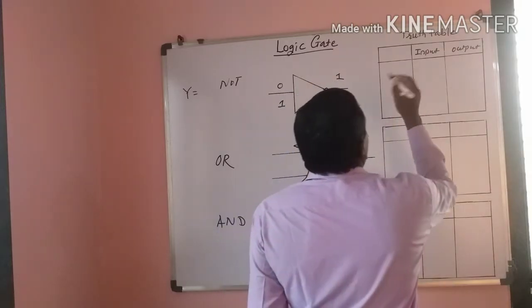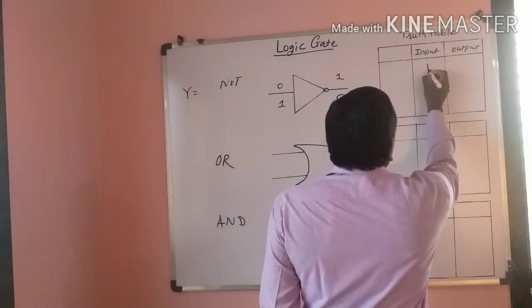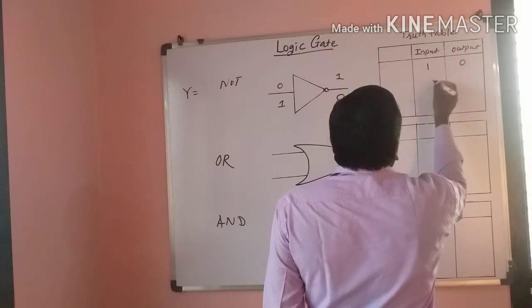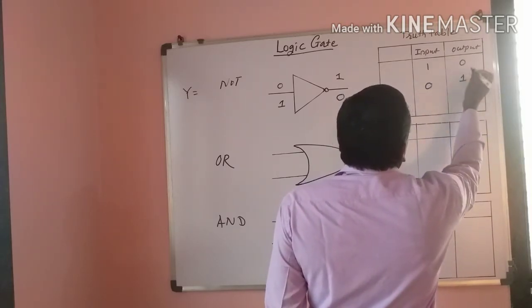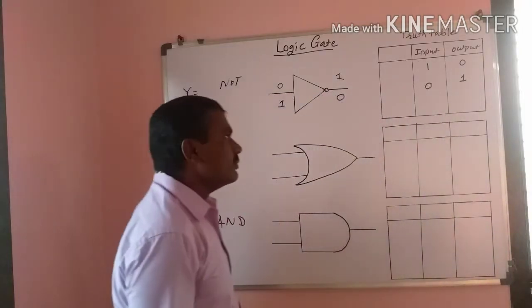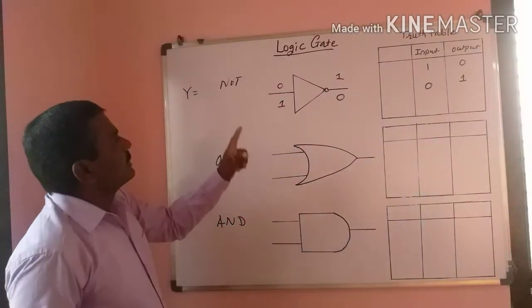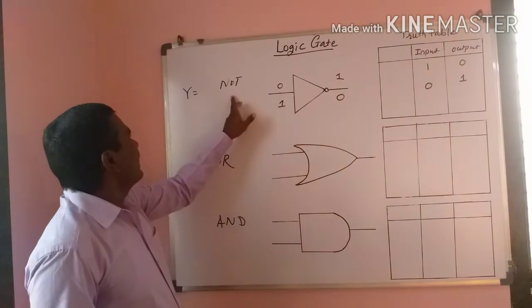When there is a 1 input, then its output is 0. When the input is 0, its output is 1. This is the truth table for the NOT gate.